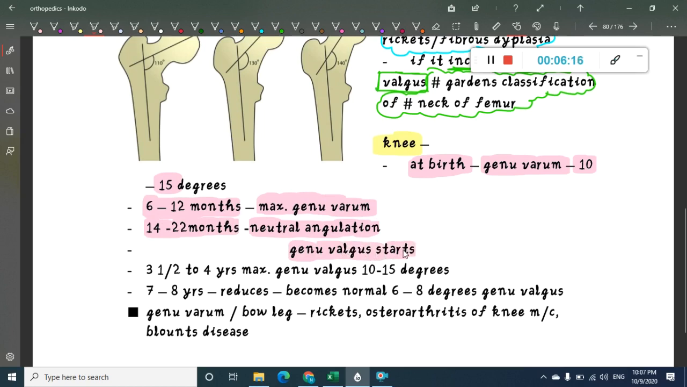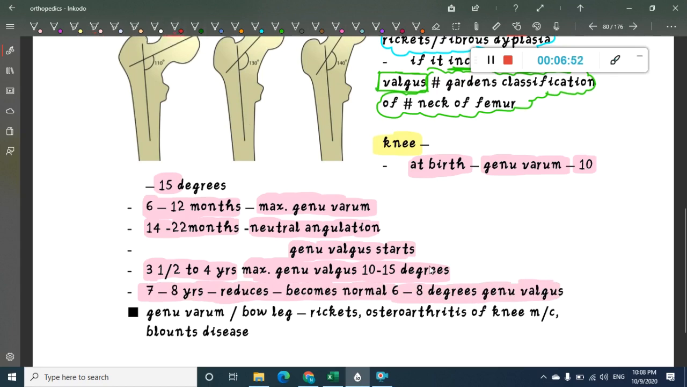Okay, at birth there will be genu varum at 10 to 15 degrees. From 6 to 12 months, there will be maximum genu varum. From 14 to 22 months, there will be neutral angulation and genu valgus starts. From 3.5 to 4 years, you will see maximum genu valgus, that is 10 to 15 degrees. Then from 7 to 8 years, this genu valgus reduces and becomes normal, and you will see 6 to 8 degrees genu valgus being formed.